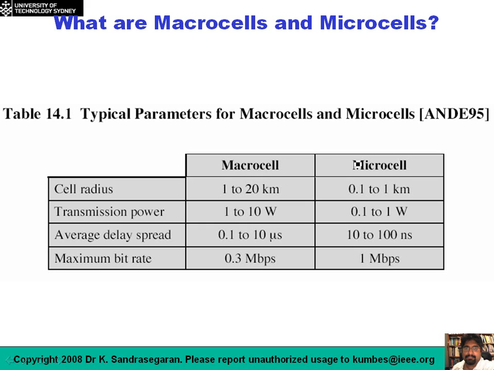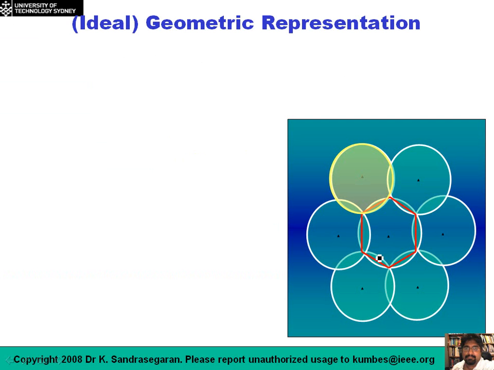In a macro cell, you've got large cells and consequently large transmit powers. And in a microcell, you've got smaller cells and much smaller transmission powers. Obviously, the maximum data rate that you can achieve in a microcell will be much higher than that in a macrocell. Okay, we're going to move on to the next topic in this lecture, which is looking at cell geometry.